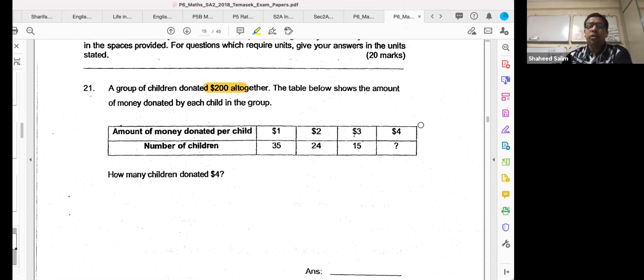Cannot be 7. Yes, 72 is part of the steps, Akil. There's still one more step. But that is not 72 children, that's $72 donated by children who donated $4. So there's one more step to do. Okay. No, he said, you know how to do this? Okay, let's see now.